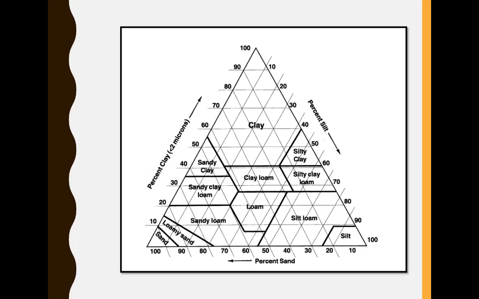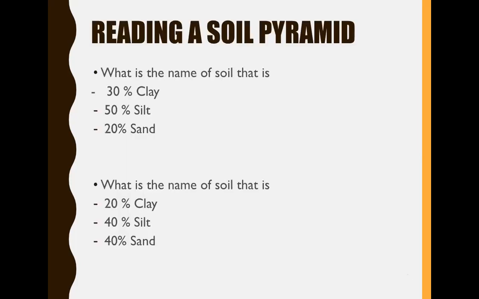So I'm going to do a little bit of back and forth between some slides. So the first one that we're going to look at when we read our soil pyramid is 30% clay, 50% silt, and 20% sand. I'm going to get some fancy colors here. So we're doing 30% clay, 50% silt, 20% sand. I'm going to write the next one down just so we don't have to keep flipping.